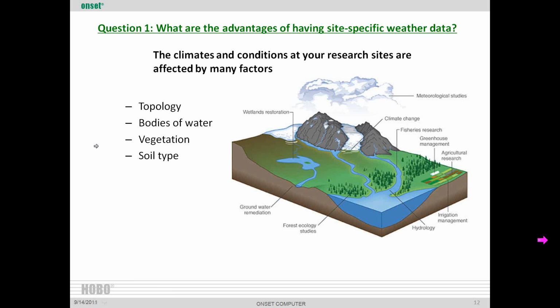Vegetation can also make a big difference. For example, it can affect how much the soil warms up during the day and the amount of radiation cooling at night. Variations in the soil type don't really affect the weather, but they can lead to large variations in the amount of moisture held in the soil, which for crops can be just as important as the weather.